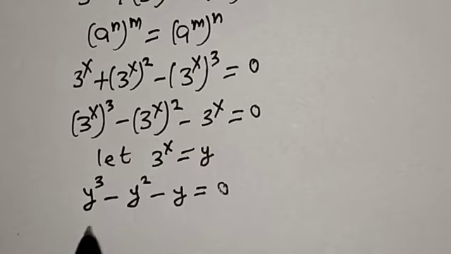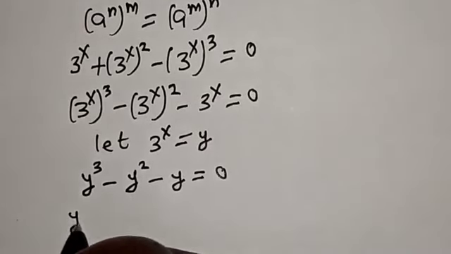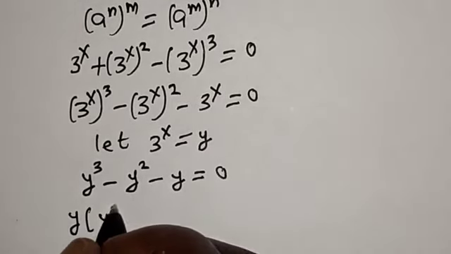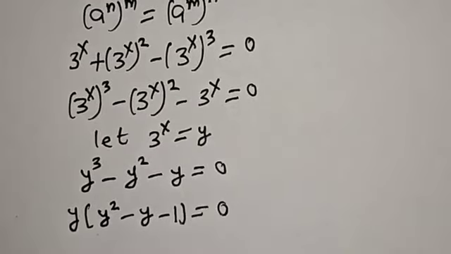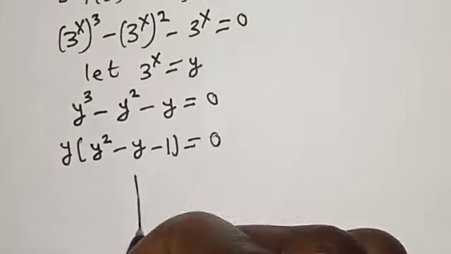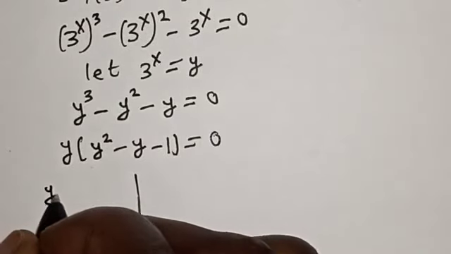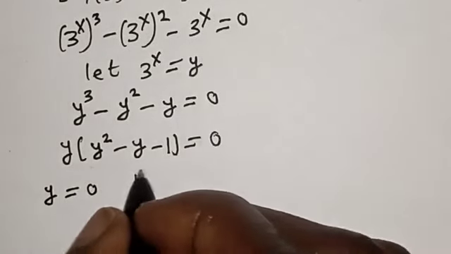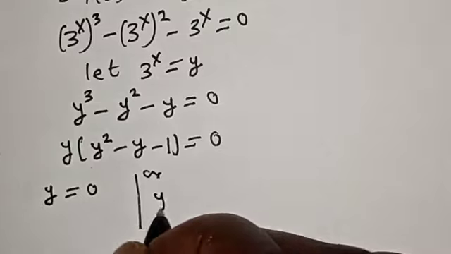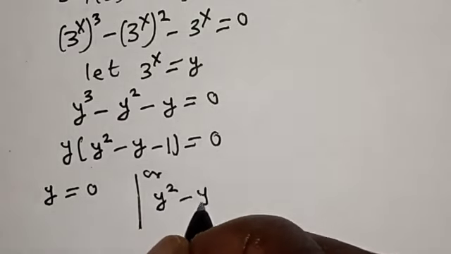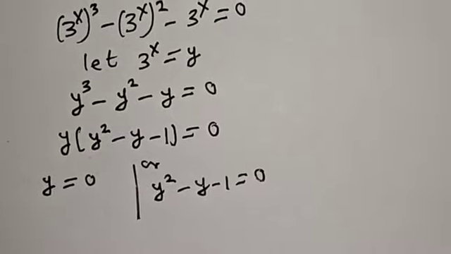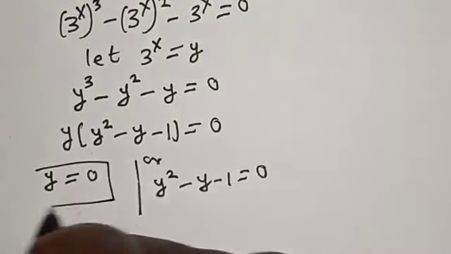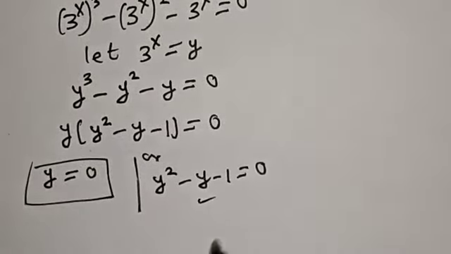So y is common. Let's factor y out. y into y squared minus y minus 1 is equal to 0. Here we have two cases: y is equal to 0, or y squared minus y minus 1 is equal to 0. Now y equal to 0, and let's solve this.